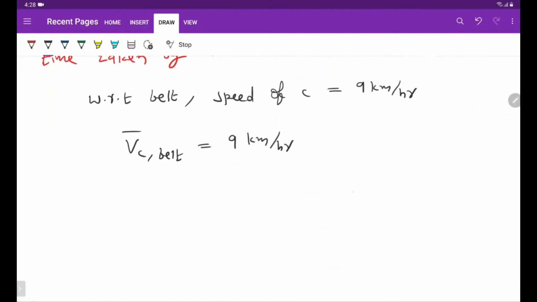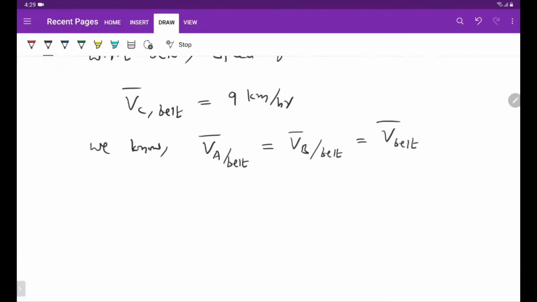So A and B are already at rest. Both A and B are also moving along with the belt. So the speed of A with respect to belt is equal to the speed of B with respect to belt, because A and B are just standing on the belt. So definitely both A and B are at rest with respect to belt. So only C is moving with respect to belt.